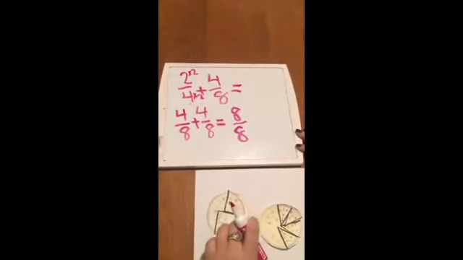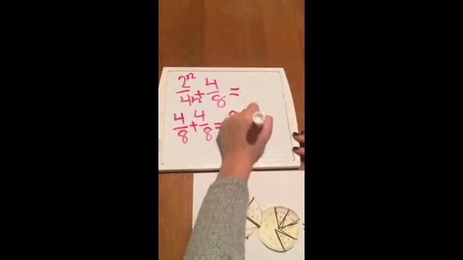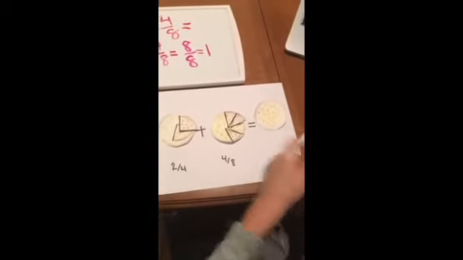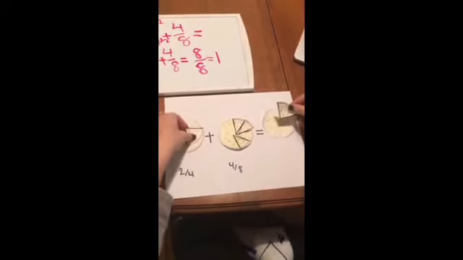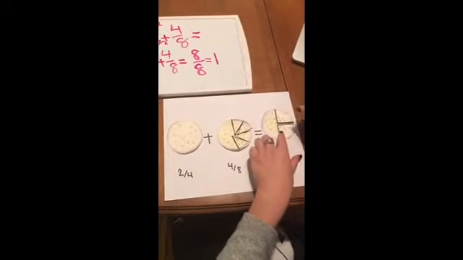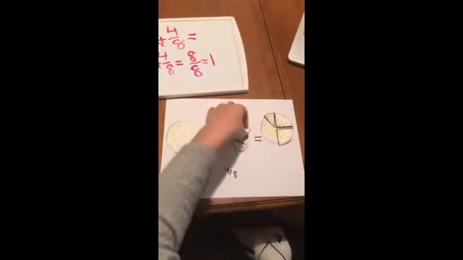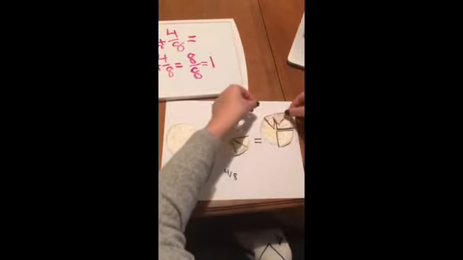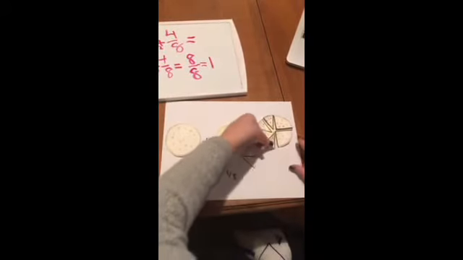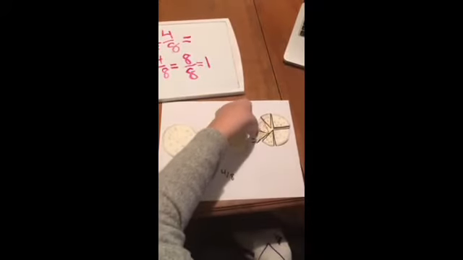So we get 8 out of 8, which when we simplify is going to equal 1 whole, because 8 divided by 8 is 1. So now if we look down back here, to check our work, we can use our area model and see that when we put our 2/4 plus our 4/8, it does equal our 1 whole of our pizza. It fills it all up perfectly.